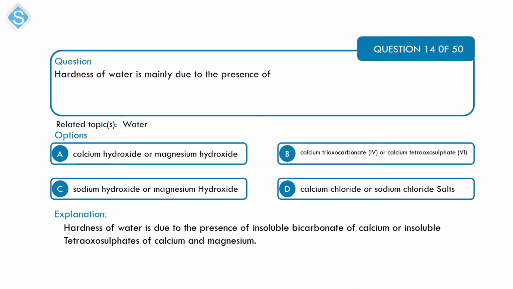Alright, so the hardness of water is due to the presence of calcium and magnesium ions in the form of bicarbonate or in the form of tetraoxosulfate. And so option B is the correct option here. The bicarbonate is, of course, in temporary hardness of water, while tetraoxosulfate is in the permanent hardness of water.